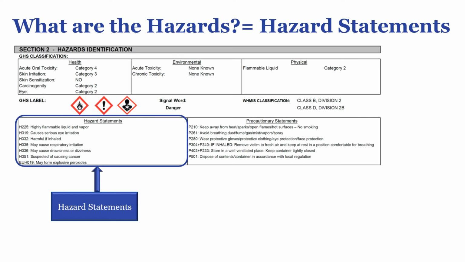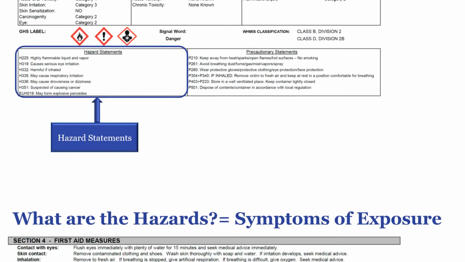Hazard statements. Hazard statements are standardized phrases under GHS that describe a product's hazards. There are physical and health statements. On the SDS sheet, refer to Section 2, Hazard Statements. The hazards for P70 include highly flammable liquid and vapor, causes serious eye irritation, harmful if inhaled, may cause respiratory irritation, may cause drowsiness or dizziness, suspected of causing cancer, and may form explosive peroxides.